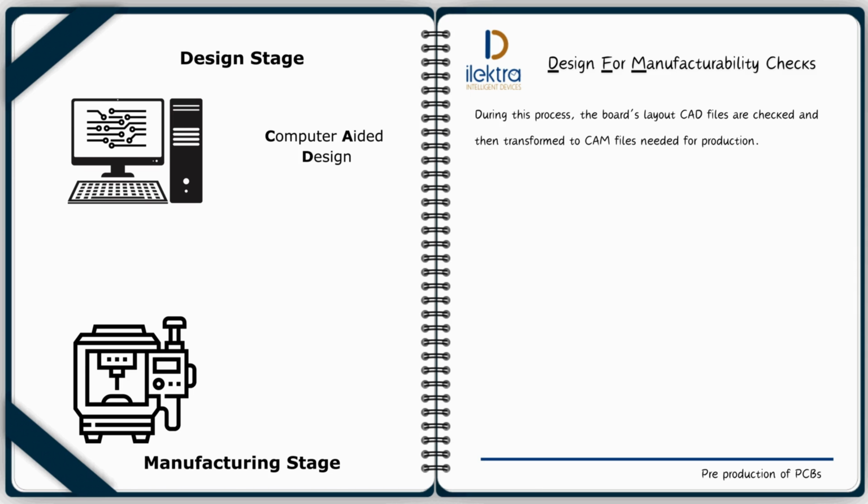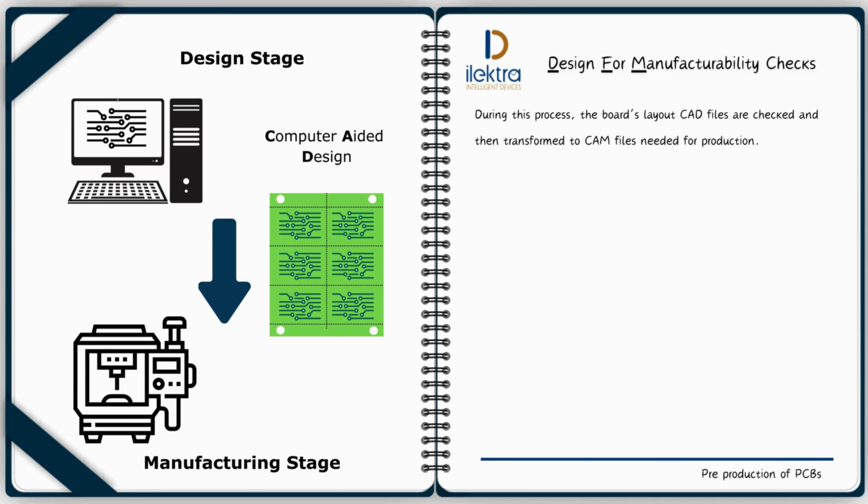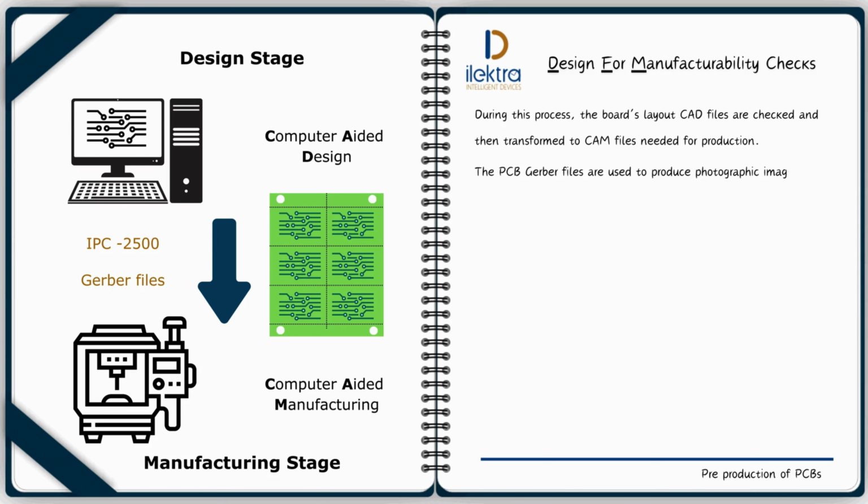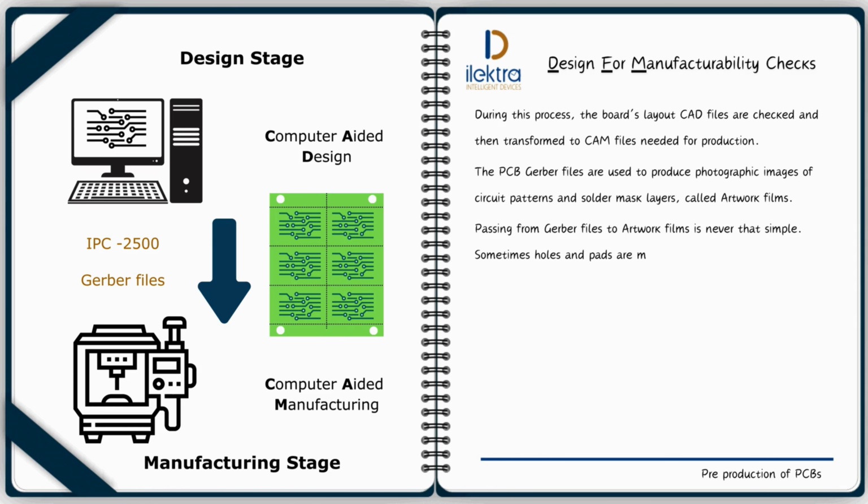In this stage, the design files are transformed to CAM files following the IPC 2500 series of standards and something called Gerber files. The PCB Gerber files are used to produce photographic images of circuit patterns and solder mask layers, called artwork films. Passing from Gerber files to artwork films is never that simple.